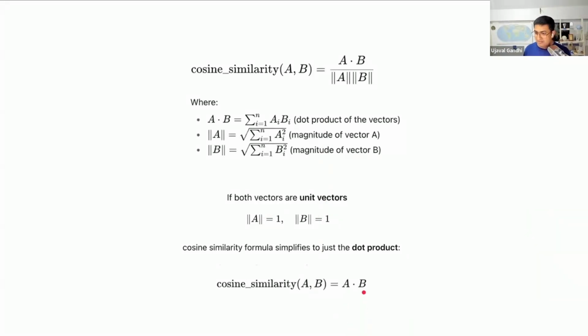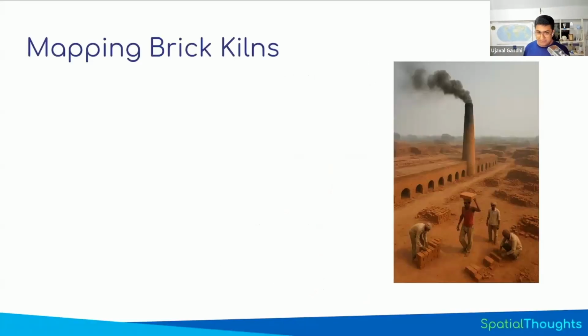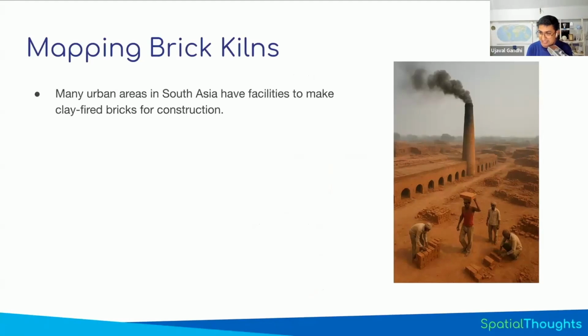So it's a very simple computation to compute this. We're going to do an example where we're going to find this particular object. This is an example of a brick kiln. This is a structure that is used to make clay bricks.